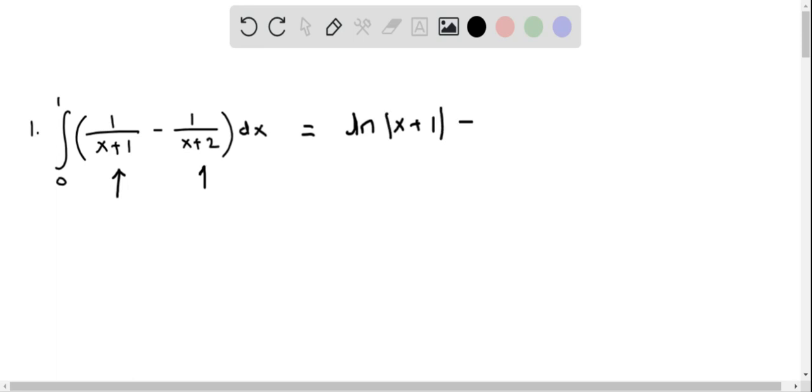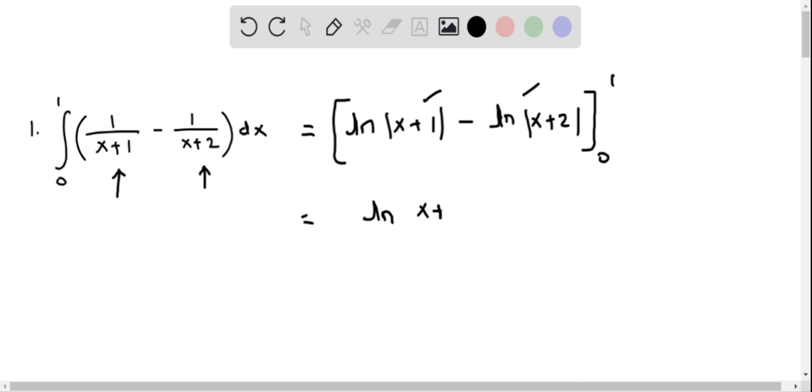Now the antiderivative of 1 over x plus 2 is the natural logarithm of x plus 2, and this must be evaluated from 0 to 1. We can rewrite this by combining these two logarithms using the property of logarithms. That is, we can write this as the natural logarithm of x plus 1 over x plus 2. We put this inside the absolute value, and this must be evaluated from 0 to 1.